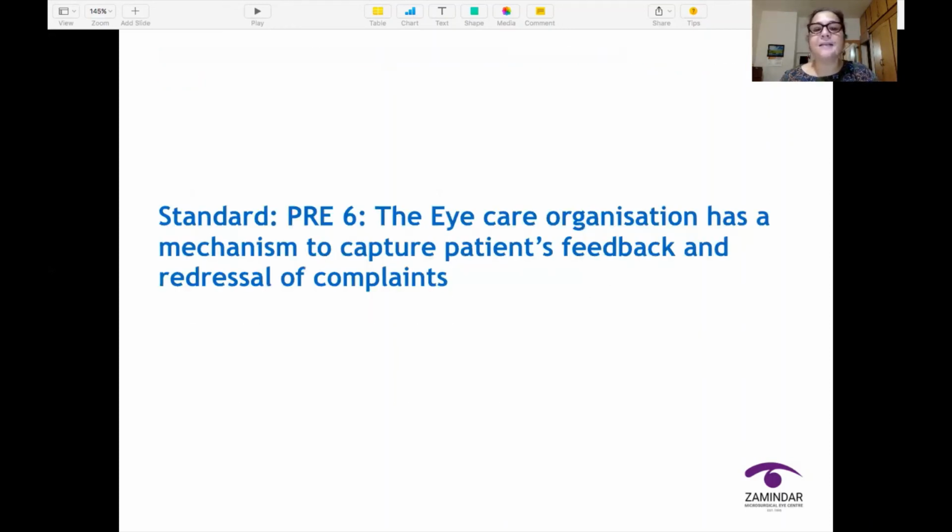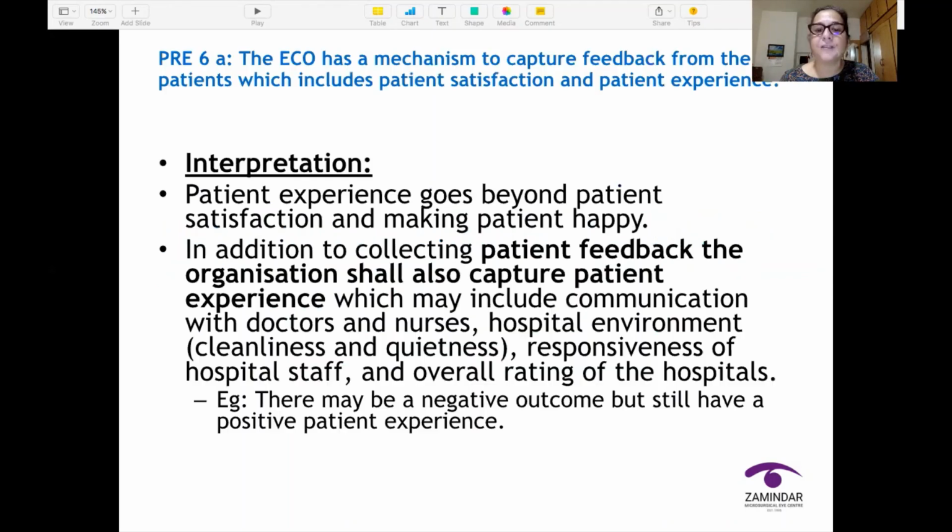The sixth standard says that there's a mechanism to capture patients' feedback and redressal of complaints. This is very, very important. There is something like patient feedback and another is patient experience. Feedback is something like when you go to a restaurant, you say average, good, excellent. That is feedback. But that, of course, is a part of the mandatory patient feedback survey which you need. But I would request all of you to look at patient experience, a one-on-one capture of patients' experience. They are the ones who are going to really help you improve your services, and that's the only way in which we can see that our organization grows from strength to strength.